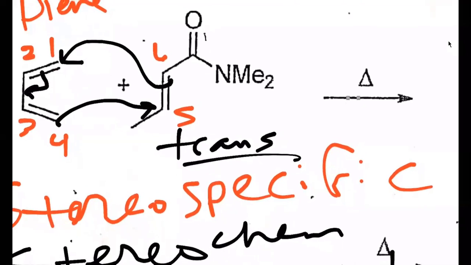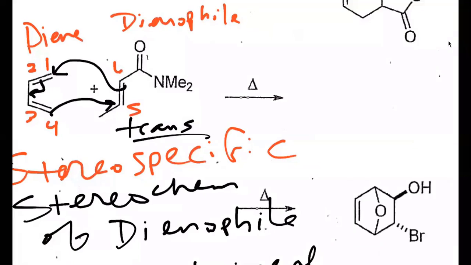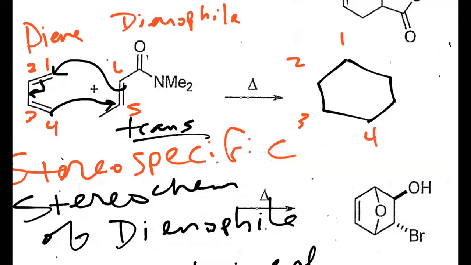So in the product, you know that the core structure is going to be a 6-member ring, so you can always just draw that in. And then this is 1, 2, 3, 4, and then 5 and 6. So between 2 and 3, that's where my new pi bond is going to be. There's a bond between 1 and 6, and there's a bond between 4 and 5.